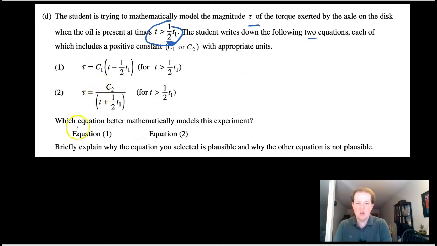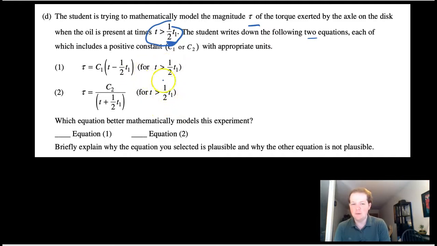Okay, yuck. Which equation is a better mathematical model for this experiment? One or two, and briefly explain. Okay, well, let's look at this equation. For number one, I have tau. That's the torque from friction. I have this constant. I'm kind of going to ignore that constant. And then I have t. t is how long the thing is spinning, minus half. Boy, this is a confusing looking thing. This is also kind of confusing, but at least it's the same for both of these, right?